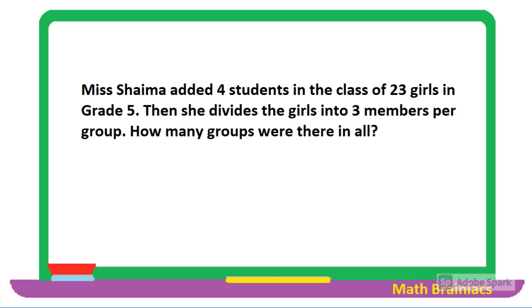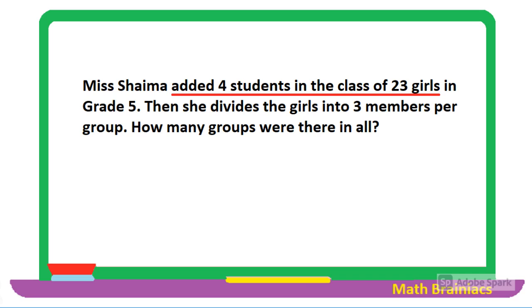Miss Shaima added 4 students in the class of 23 girls in grade 5. Then, she divides the girls into 3 members per group. How many groups were there in all? In the said problem, you can see that there is a red underline over the added 4 students in the class of 23 girls. So, we're going to add 4 and 23.